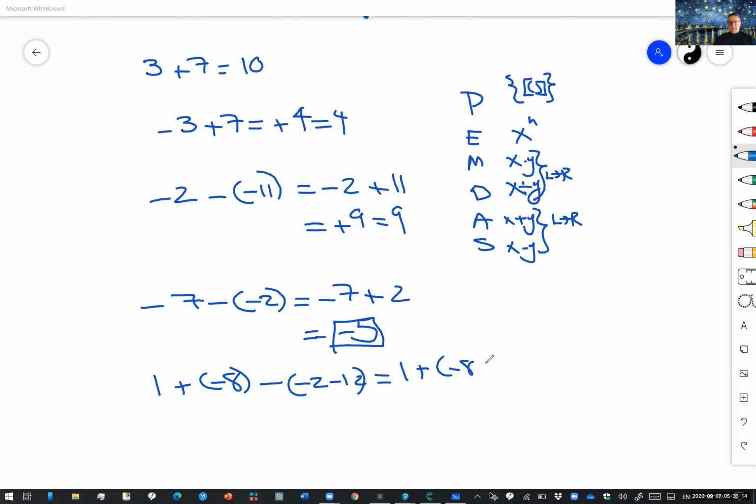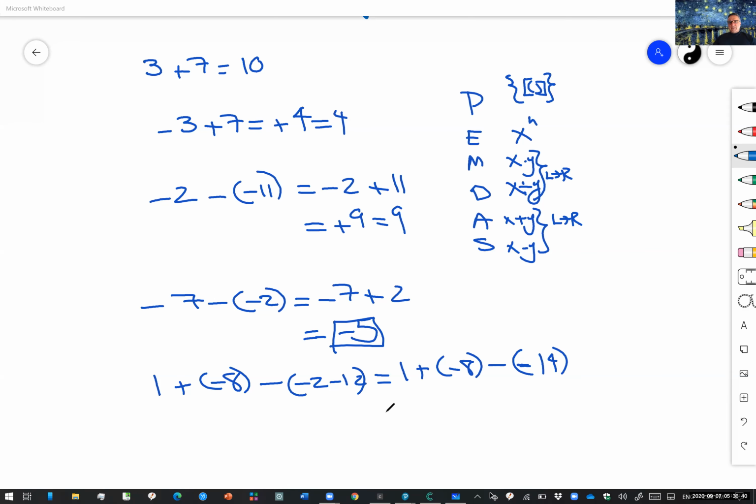Okay, so 1 plus negative 8 minus what? We're not getting rid of parentheses yet. Minus what? What do you do here? They're both negative, same sign. What do you do when they have the same sign? What's the operation? You add. So you get 14 and you take the common sign, which is what? Negative, okay? So negative 14.